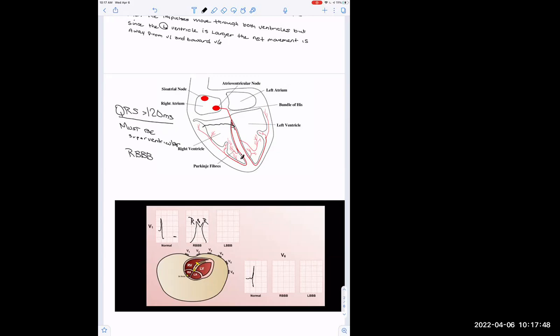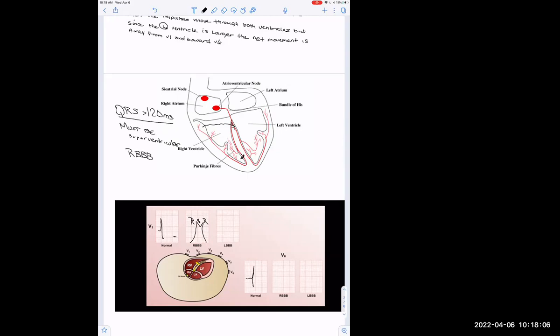Okay, Chris, anything you'd like to add with right bundle branch block? No, I'm good. Okay. All right. So that's right bundle branch block.